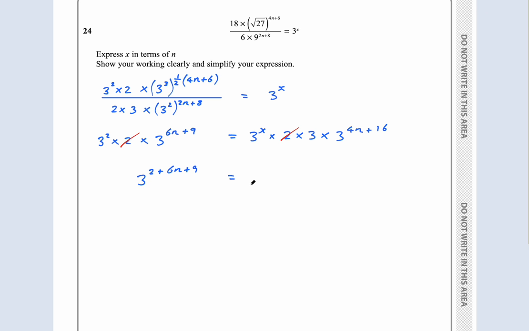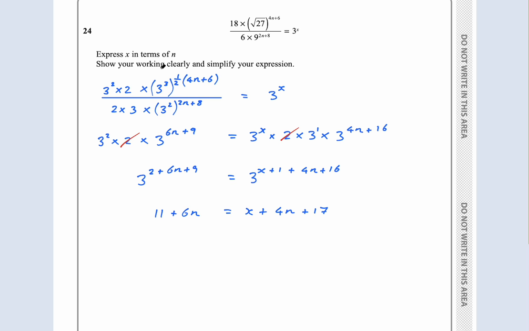And similarly here, I'm going to add the powers. This is 3 to the power of x plus 1. There's a 1 there if you like. x plus 1 plus 4n plus 16. And now, if I have 3 to this power equals 3 to this power, then the powers have to be the same. Otherwise, it wouldn't be equal. So I can just say this equals this. 2 plus 9 is 11. So 11 plus 6n equals x plus 4n plus 17. 1 plus 16 is 17.